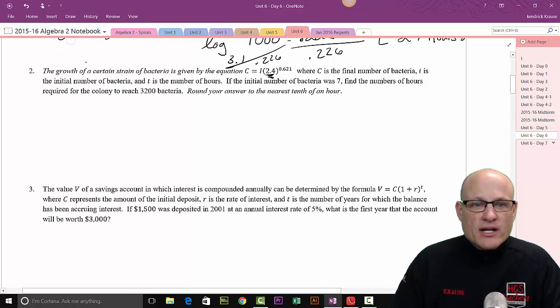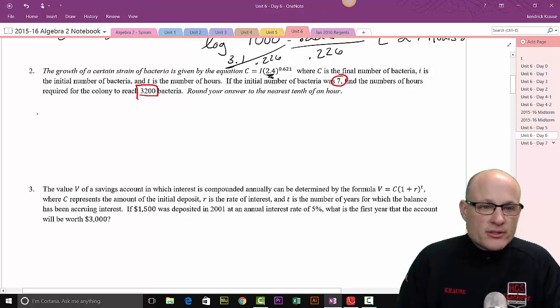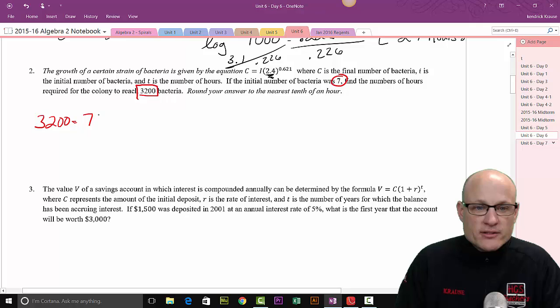We've got growth of a colony of a strain of bacteria by that equation. We want it to reach this. We're going to start with this. So here we go. 3,200 is equal to 7 times 2.4 to the 0.621. Should be a T up here.